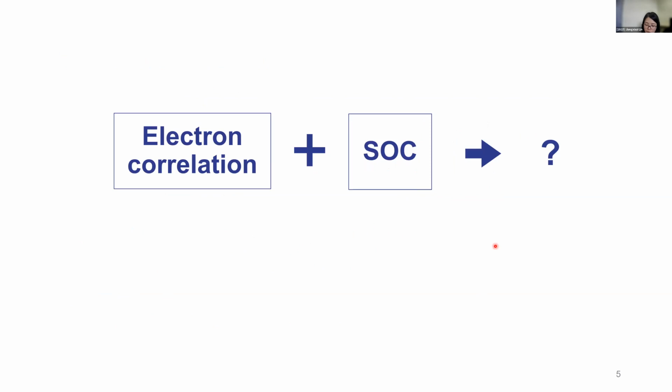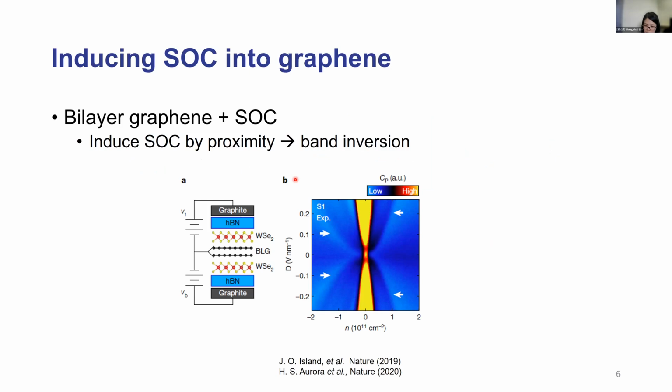Now we think about what happens if we add spin orbit coupling to this strongly correlated system. People have demonstrated a brilliant way of introducing spin orbit coupling into graphene by putting it next to a tungsten diselenide layer, for example, in this work. The proximity-induced spin orbit coupling in the intrinsic bilayer graphene here results in this topological band inversion. So here we use the same method to introduce spin orbit coupling in the magic angle twisted bilayer graphene.